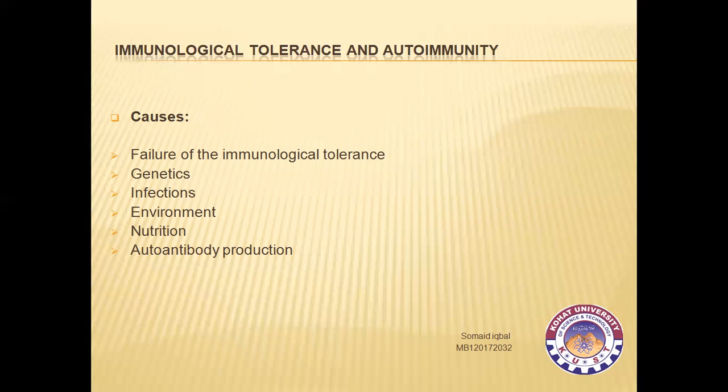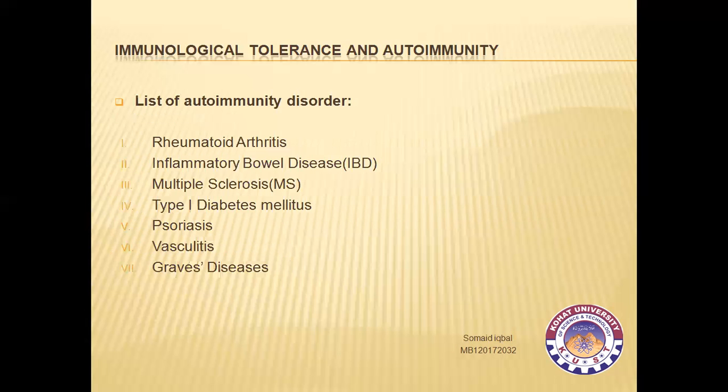Genetics are also involved, as well as infections, environment, nutrition, and autoantibody production. List of autoimmunity disorders: rheumatoid arthritis; inflammatory bowel disease, a condition that causes the digestive system to become inflamed; multiple sclerosis, a disease of the brain and spinal cord; type 1 diabetes mellitus, a condition in which our immune system attacks the insulin-producing cells in the pancreas.